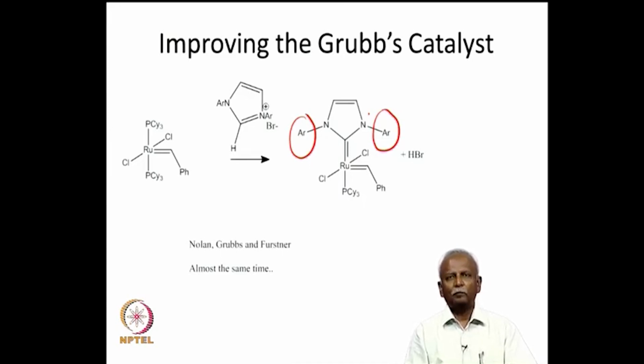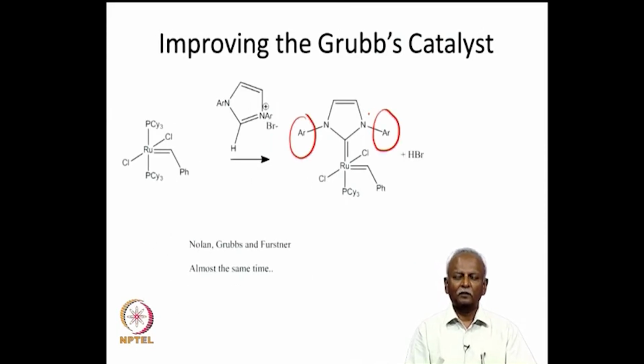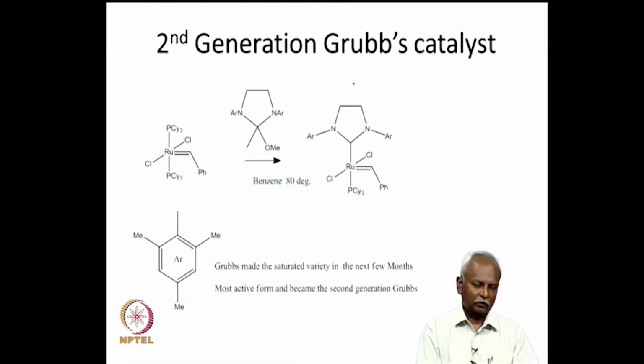Now, all three of them published this about the same time, but following this initial result, Grubbs showed that if you replace the unsaturated N-heterocyclic carbene in the present system with a saturated variety of N-heterocyclic carbene, then it turns out that the reaction is much better, and the variety that Grubbs made actually had simple methyl groups on the aryl, to give steric protection to the ruthenium, and you have a stable ruthenium complex.